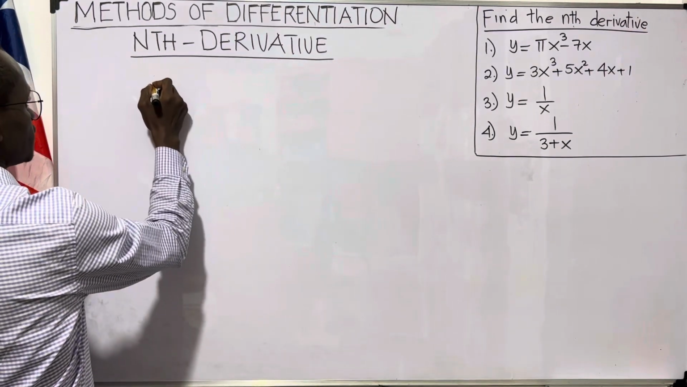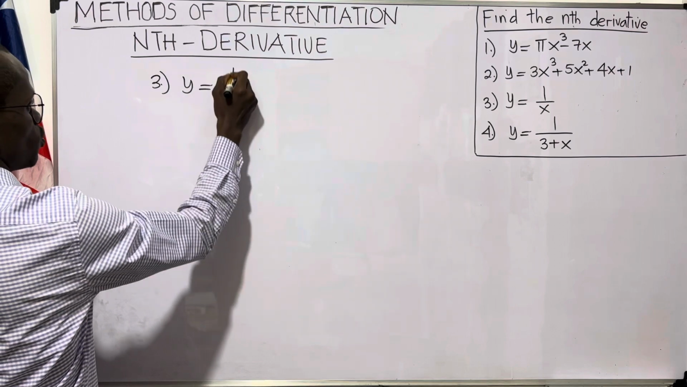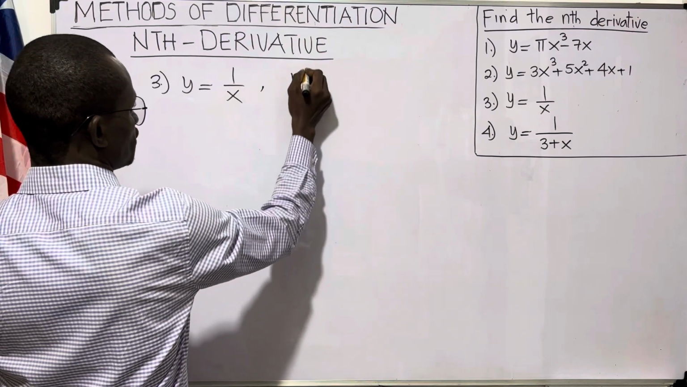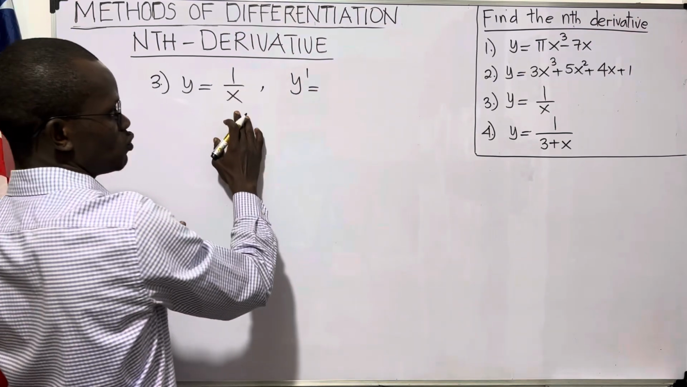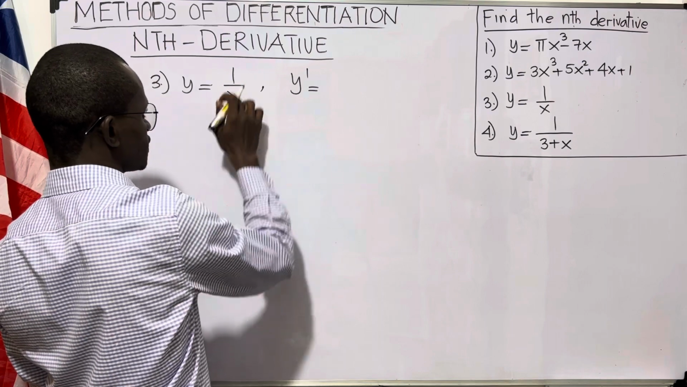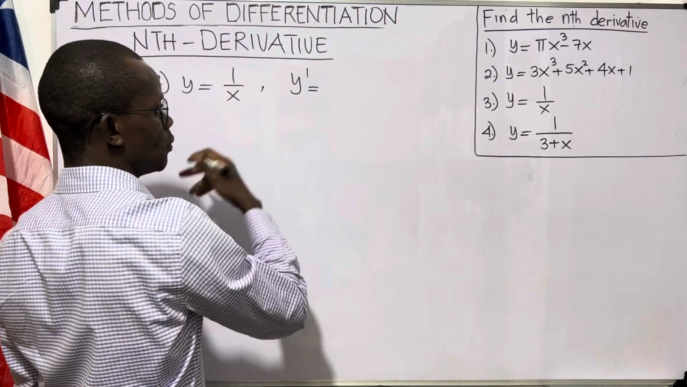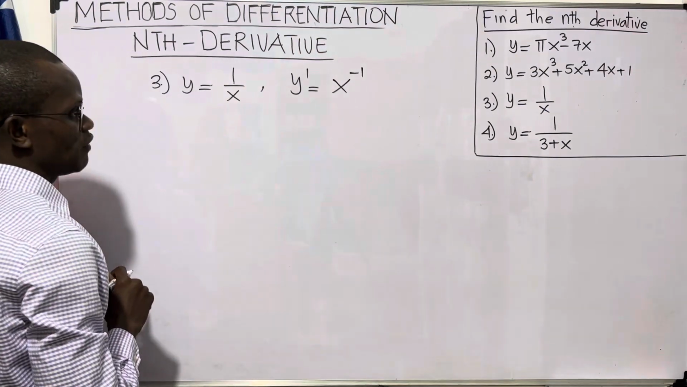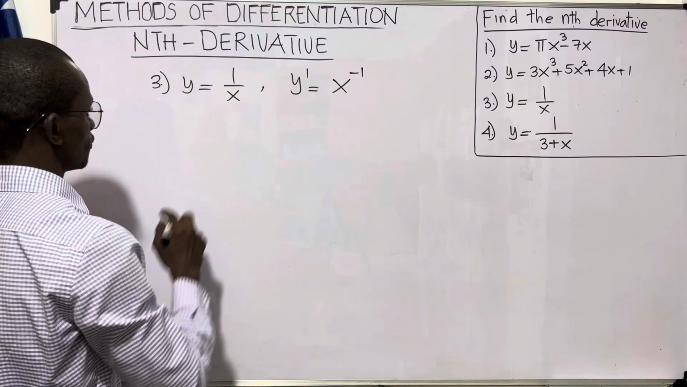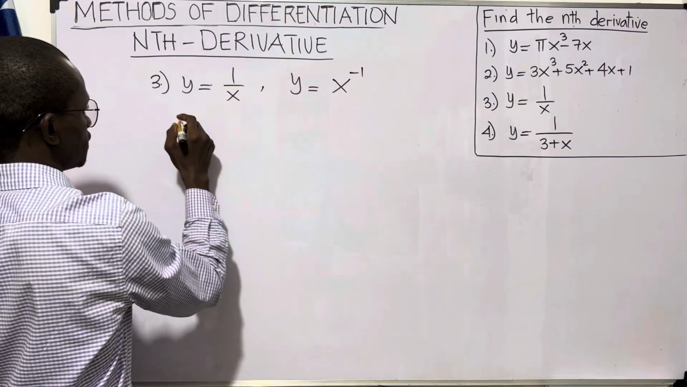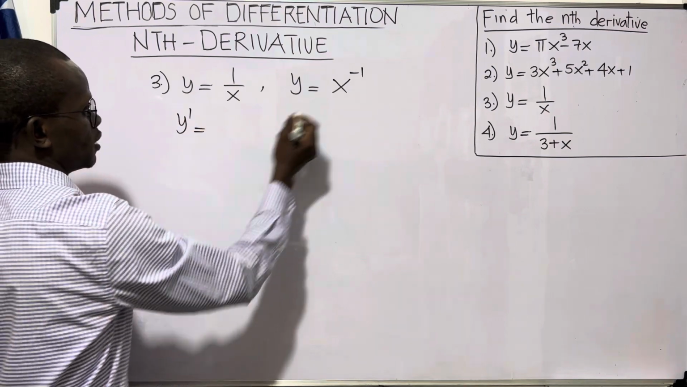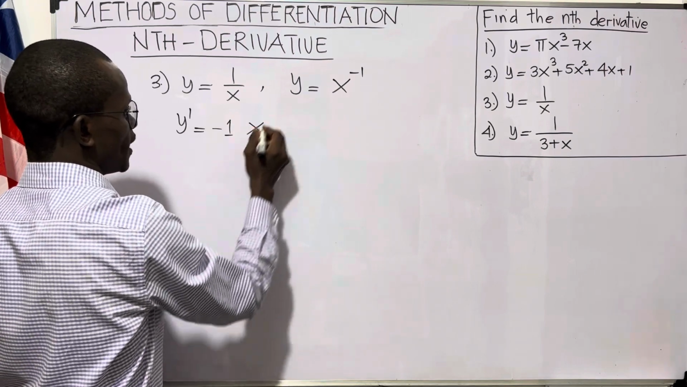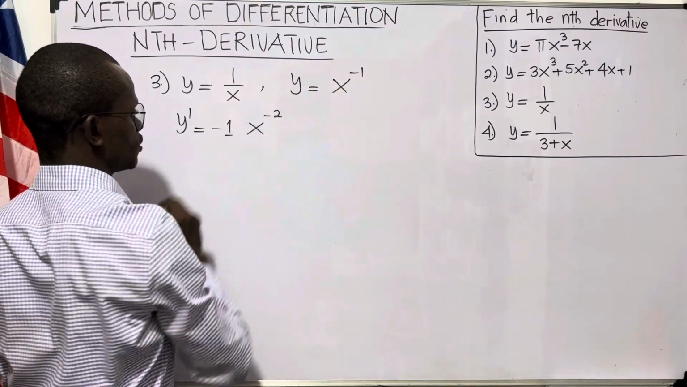So the third problem says y equals 1 over x. We find the first derivative. For y prime, we can use the quotient rule, or we can send this x to the numerator and use the product rule. Let's say the power rule. So we send this 1 to the numerator, we have x to the power minus 1. So y prime now becomes: we bring this minus 1 down, we rewrite x, and we subtract 1 from the power, which gives us minus 2.